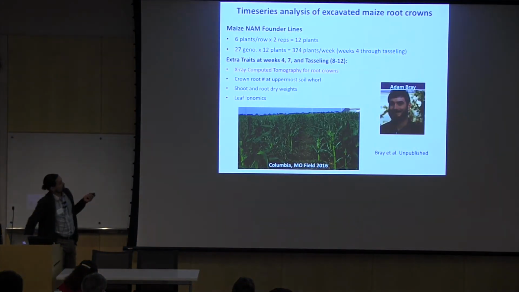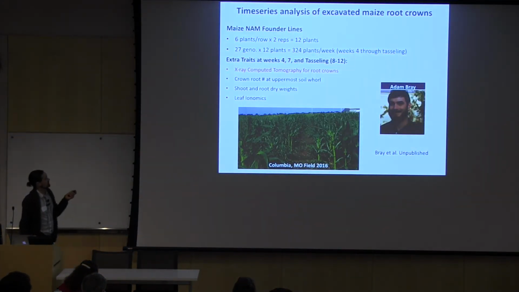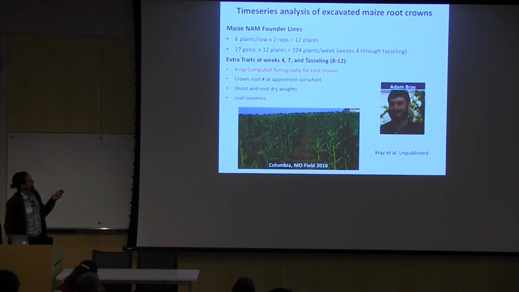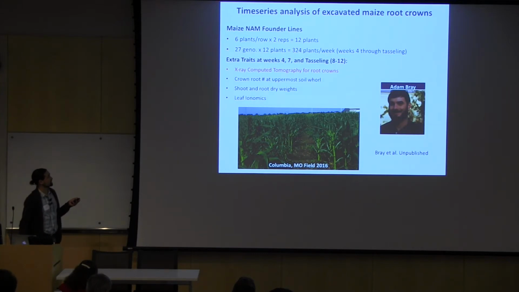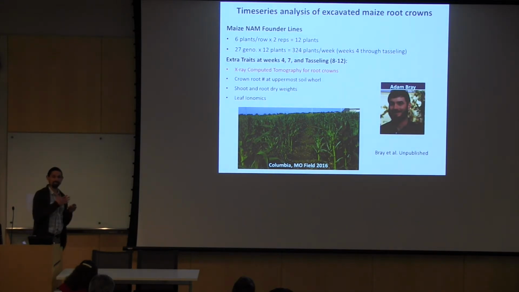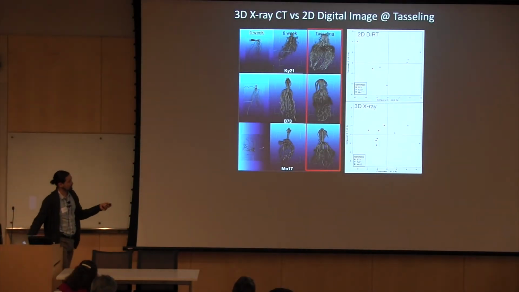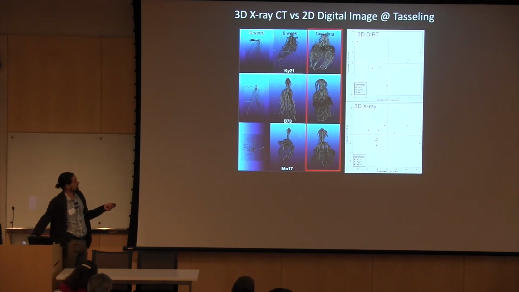But nonetheless, we can capture a lot of information from this. I won't go through this experiment, but just to say that we basically took the NAM founders, which sort of encompass maize genetic diversity. We planted these out in our field in Columbia, Missouri last year, and we dug the roots up every week. So we have a time series, sort of a manual time series. But a subset of these, at weeks 4, 7 and tasseling, we also scanned. So it's about 250 plants. I'm not showing you 250, only 3 that we've analyzed so far.